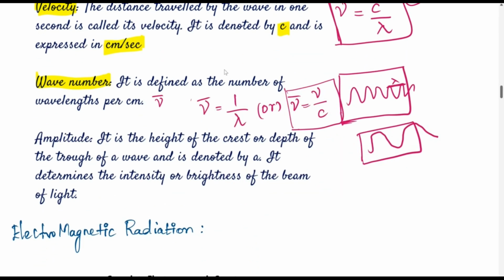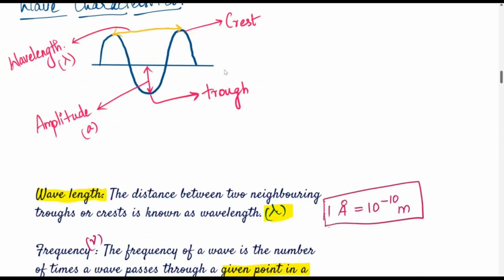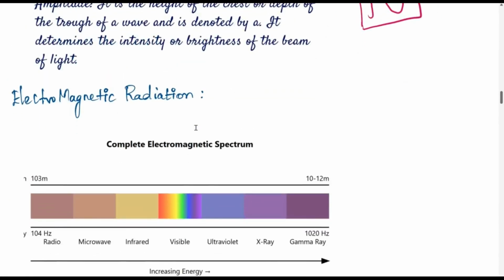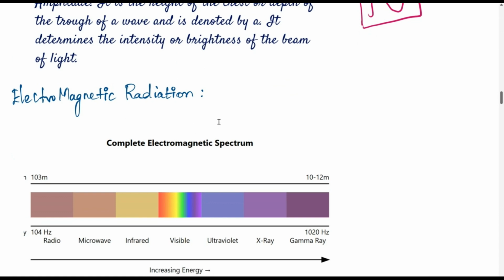Okay, so another thing is amplitude. Amplitude is the height of the crest. As you can see here, the overall height of the crest or trough is amplitude. It is denoted by the symbol A. Why is that so important? Because it determines the intensity or brightness of the beam of light. So if it is having more amplitude, the light will be brighter.